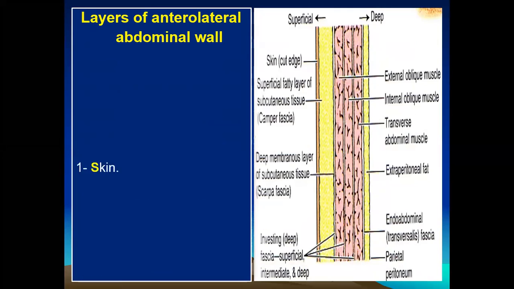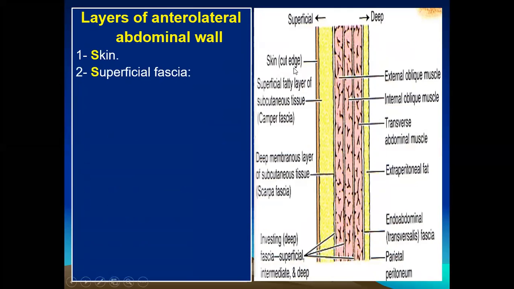Now coming to the anterior abdominal wall as our topic. If you want to trace what structures are present in the anterior abdominal wall, what are the layers of the anterior abdominal wall? Okay, so the first, most superficial, as you know, is the skin. Whenever we touch the abdomen, it will be the skin. So this is the skin here.